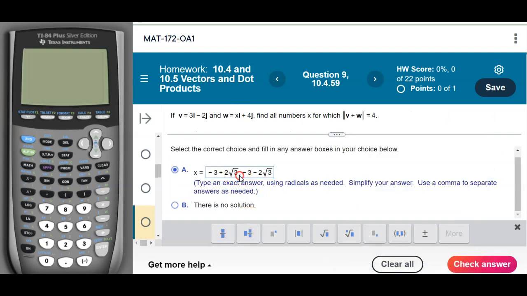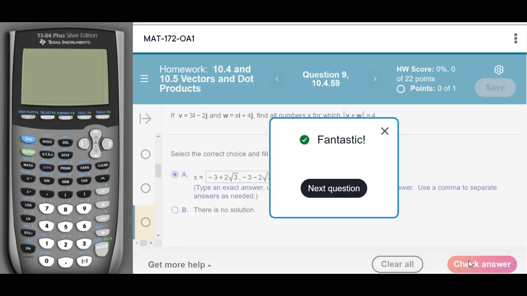Do make sure that you put a negative sign in between there. There's already an x equals, so you don't need to write x equals on there. So there's our two numbers.